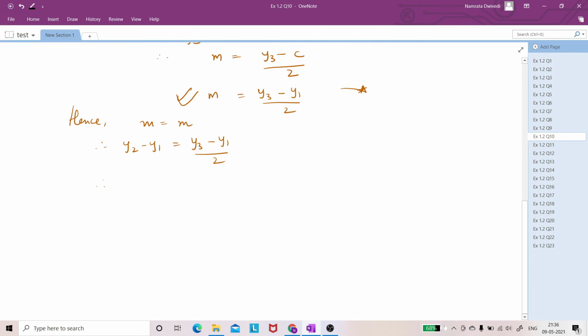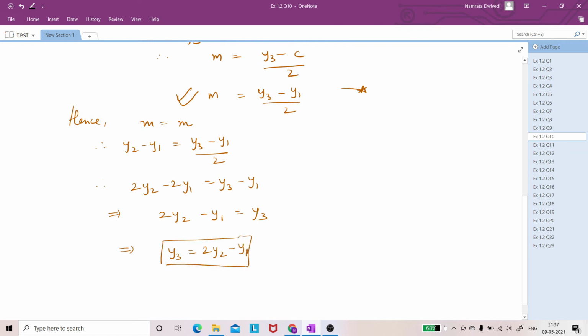So therefore 2y2 minus 2y1 is equal to y3 minus y1. Okay, so this implies 2y2 minus y1 equals y3. So this would imply y3 is equal to 2y2 minus y1. This is what we get. And this is the result also. This is the final answer. Got it? I'll just write it again. y1. Okay.